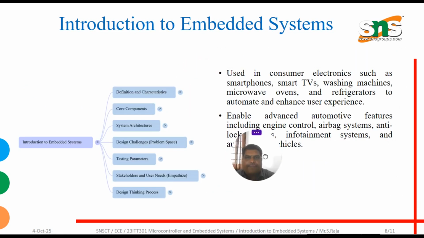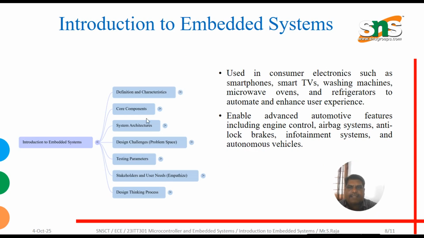The next is the applications and revision. So in this PPT, I have taken the introduction. First I give the definition and characteristics, then the core components are designed, then the system architecture is given using the ideate phase, then design challenges or the problem space is given in the empathize phase, testing parameters, then where the user wants to use it, and how it can be applied in the design thinking process.